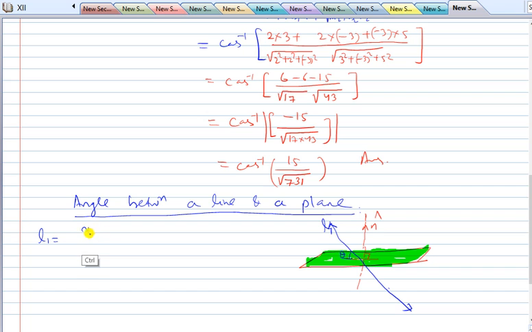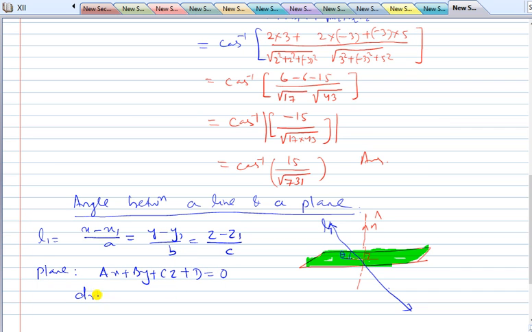Suppose L1 has the equation x minus x1 by a equals y minus y1 by b equals z minus z1 divided by c, and the plane has the equation ax plus by plus cz plus d equals 0. So the DRs of the normal will be a, b, c. Now students, if this is theta, this angle will obviously be 90 minus theta.